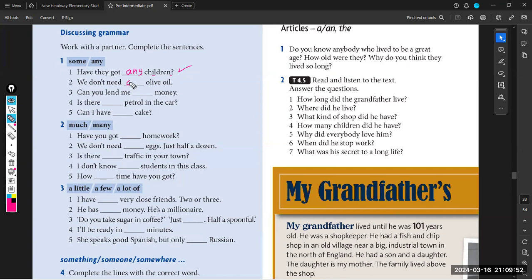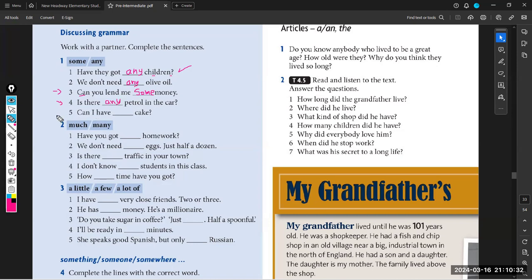Any. Bravo. Because it is negative. Exactly. Now three, be careful. Can you lend me money? Some money. So, bravo. Why some? Money is uncountable. But I can use some because it is a request. Amazing. So if you are making a request, please be careful. You cannot use any. So can you lend me some money? Not any money, exactly. Four, is there petrol in the car? Any petrol. Amazing, because I'm asking a question.